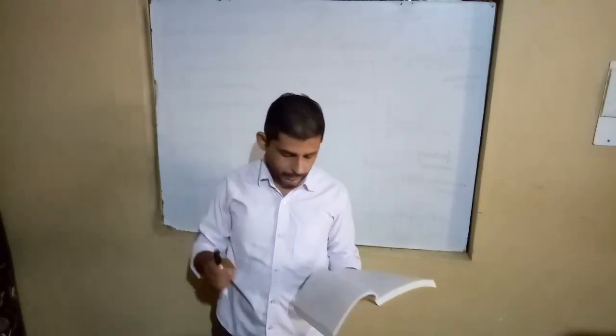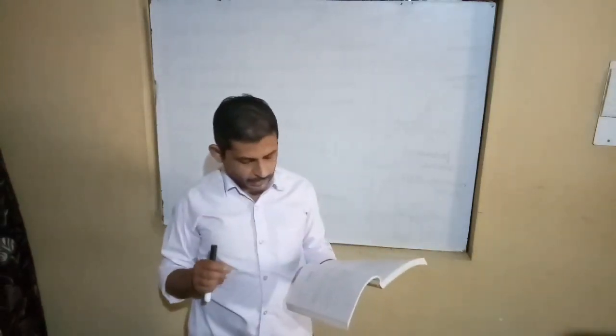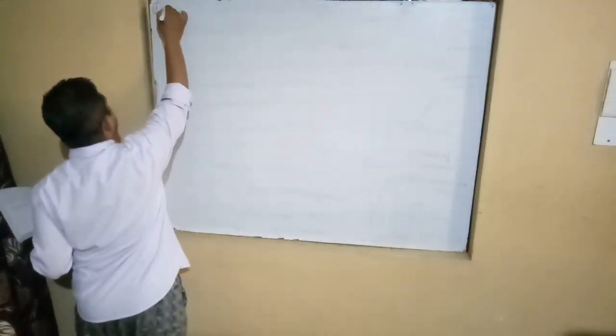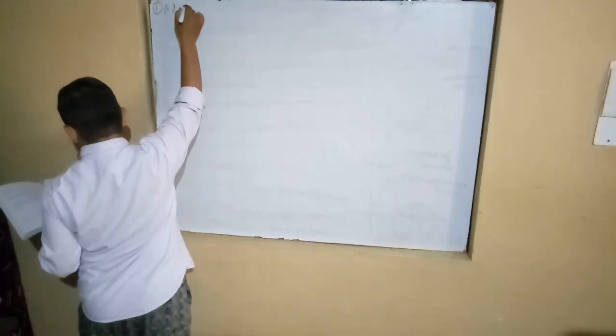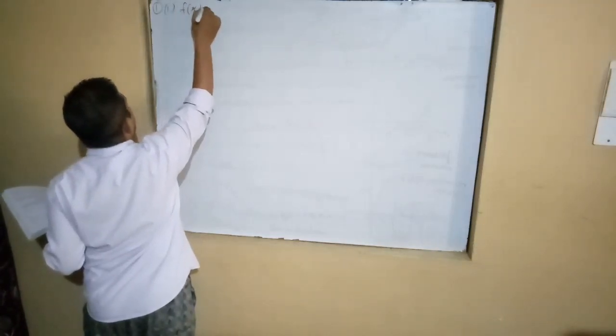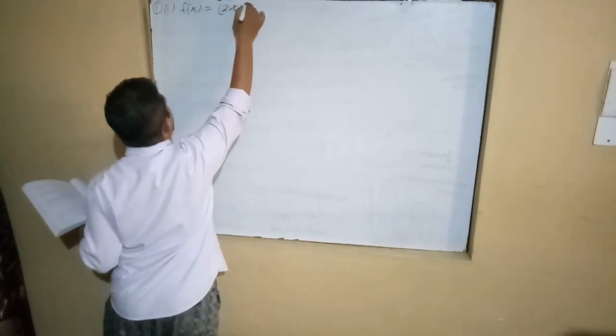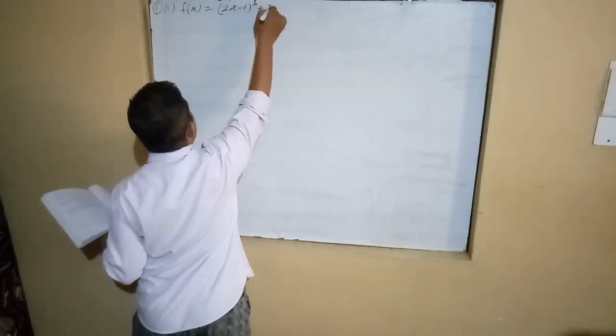So look at the first question of exercise 6.1. The question is, find the maximum and minimum values, if any, of the following function. Here the function is f(x) = (2x - 1)^3 + 3.